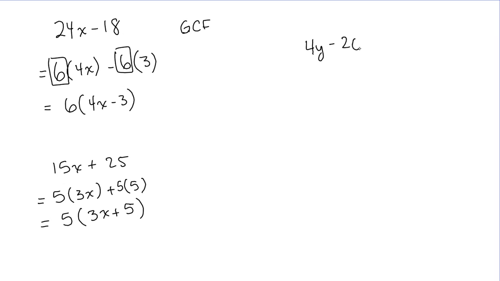4y minus 20. Our greatest common factor is going to be 4. So we're going to rewrite this as 4 times y minus 4 times 5. And when we factor this out, or write this using the distributive property, we're going to have 4 times y minus 5.